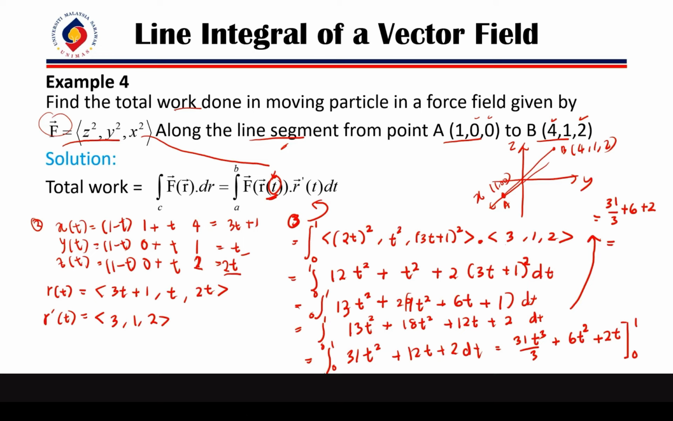We get here 24 plus 31. So the final answer is 53 over 3. So this is the final answer for this example number 4. 31, I have to check. 31 over 3 plus 6 plus 2 is equal to, yes, 55 over 3.